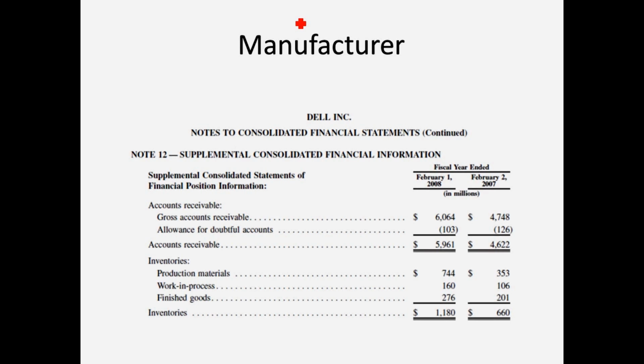Then they start working on them. When do they start working on them? Well, when someone calls up and says, can you please make me a computer with these specifications? And then they have a bunch of finished goods, which they're able to sell to their customers.